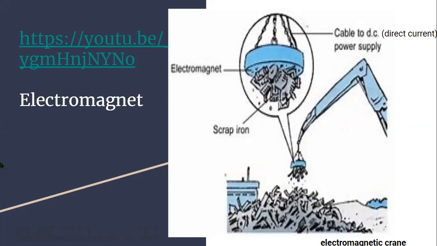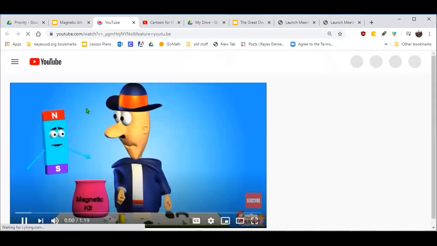Okay, and then this is another really short cartoon that I think really explains what an electromagnet is. It's much shorter than the other one. And I think it helps, well, it helped me visualize it better. So let's see if we can get this going.